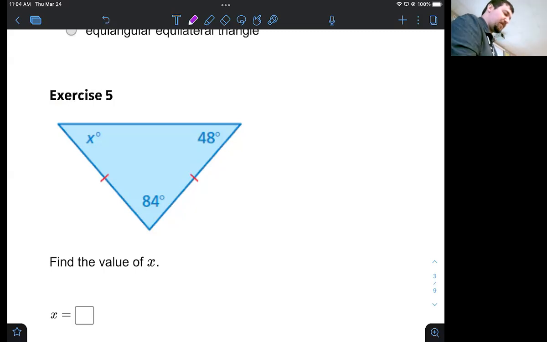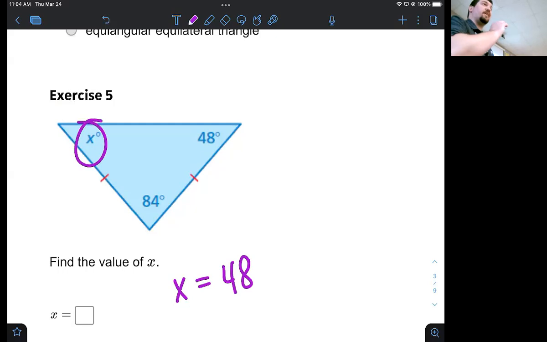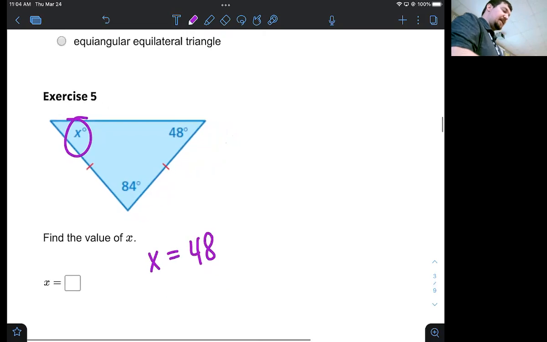Yeah, it's 48. We could actually do this without showing any work. Again, we know that if it has two congruent sides, it will have two congruent angles. So angle X here is either 84 or 48. Well, you can't have 84, 84, and 48 because that's not 180. But 84 plus 48 and 48 would make 180. And we already said it's isosceles.